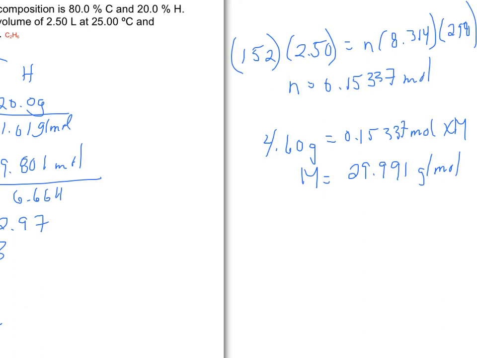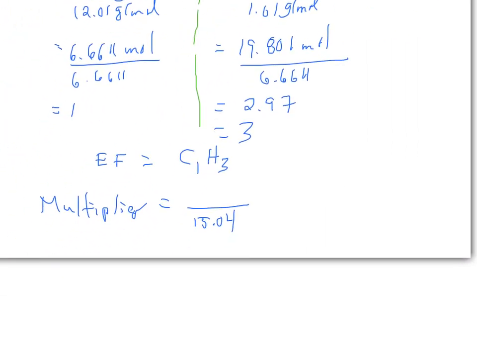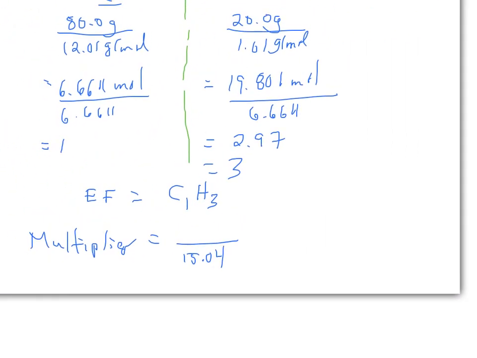Once I have the molar mass of the gas, I can find my molecular multiplier. So the molecular formula is going to be C1H3, and my atoms need to be times by 2. So the unknown gas is C2H6.